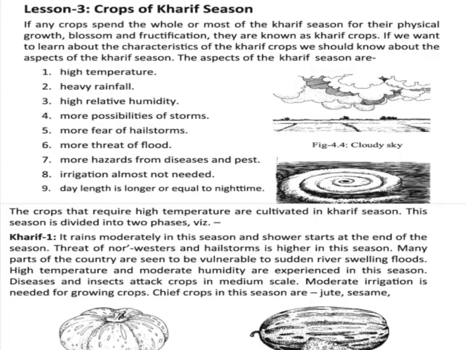We will see in the Kharif season we cultivate more high temperature crops, and this season is divided into two phases. One is Kharif 1, and in Kharif 1 it rains moderately in the season, and showers start at the end of the season. Moderately means within a reasonable limit. That means in this Kharif 1 it rains within a reasonable limit, and the rain showers also start at the end of the season.